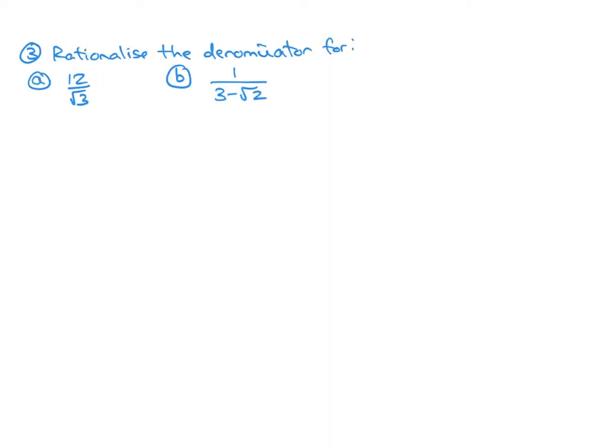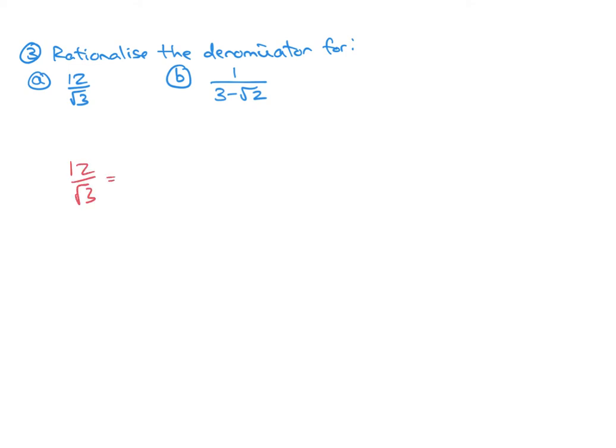Question 3 asks to rationalize the denominator. So that's a technique you use to remove the root from the bottom of a fraction, and you may well end up with a root on the top. Let's have a look at the first one. We have 12 over root 3.